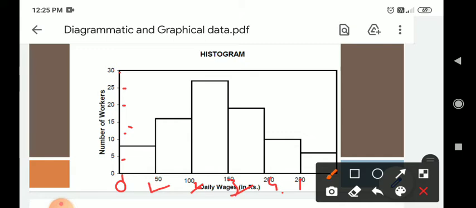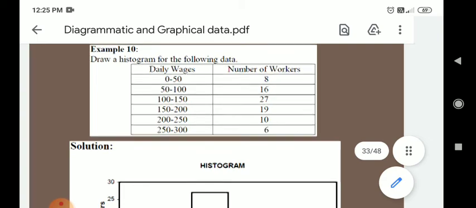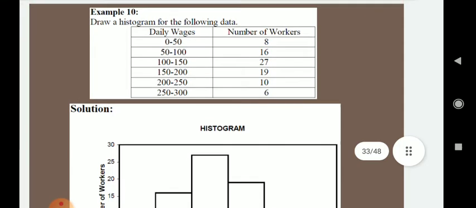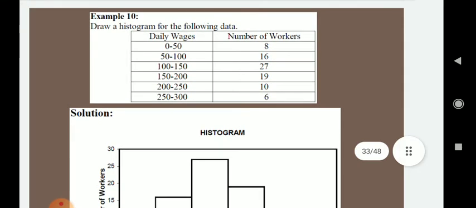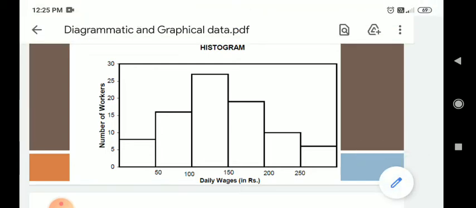Now I will start plotting this. The first one says 0 to 50. How many are there? 8 workers. 0 to 50. See, this is a class interval, so it has come on the x-axis. So 0 to 50, one box. And how many are there? That will be the height. So the height of the rectangle represents the frequency. Frequency is 8. So where will 8 come? Mark there and complete the rectangle.